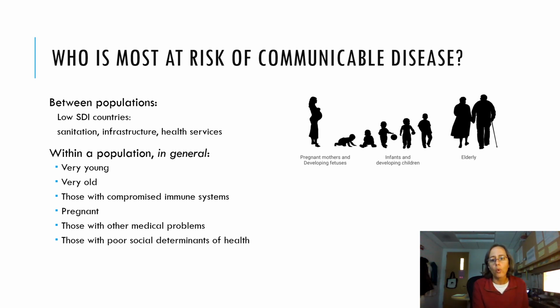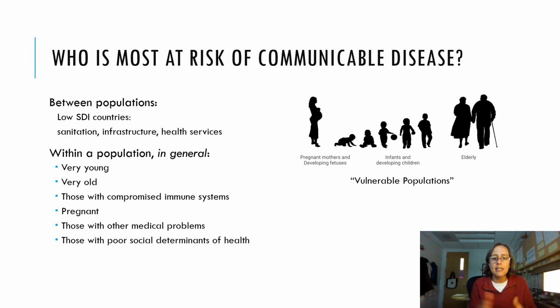And those with poor social determinants of health. So people who are under-resourced, people who don't have access to care, people who are not well educated, people who live in environments that are less healthy than others, right? Those folks are at a higher likelihood of getting infected, and then if they get infected, they're at higher likelihood of having a severe outcome or getting severely ill.